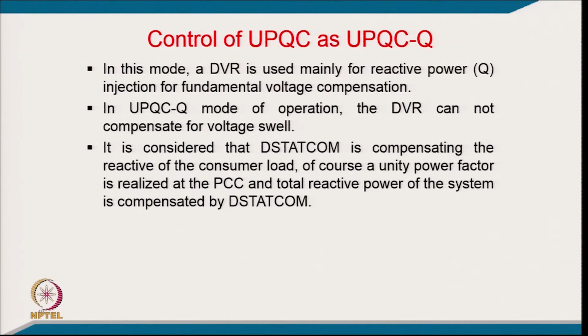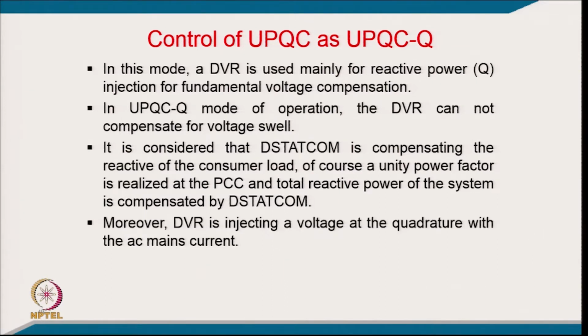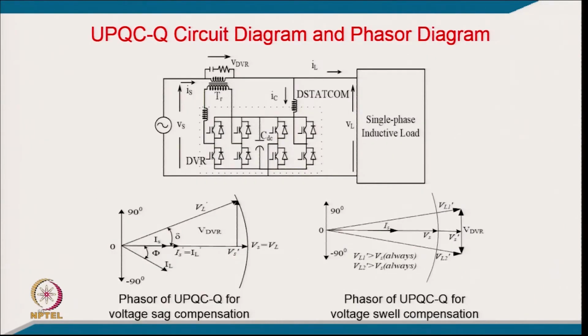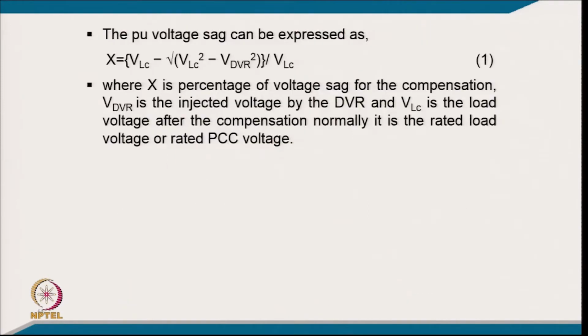Of course, unity power factor is realized at the PCC, and the total reactive power of the system is compensated by the D-STATCOM. Moreover, the DVR is injecting a voltage in quadrature with the AC mains current, and in case of voltage sag there is a limitation of sag compensation depending upon the voltage rating of the DVR. You can think about UPQC-Q that in a right hand UPQC, meaning D-STATCOM on the right hand, it can do sag compensation, but it cannot do swell compensation. This is the limitation for this control algorithm, that we cannot compensate the swell in this case.